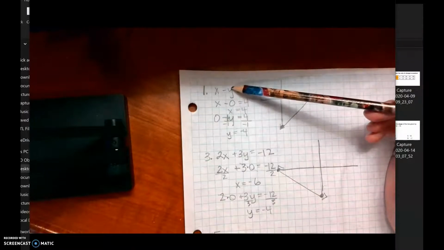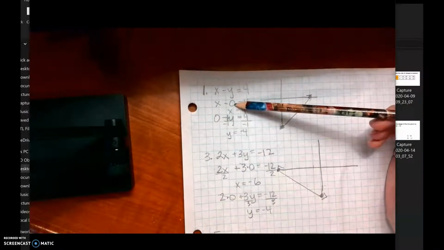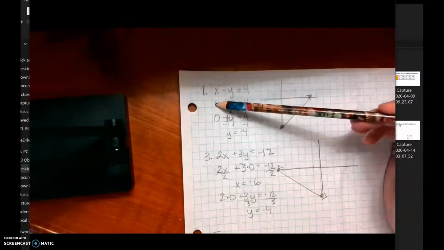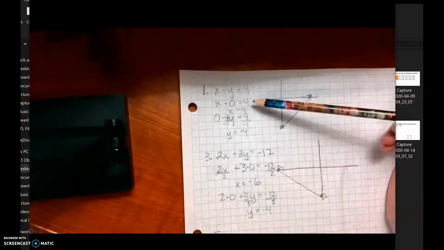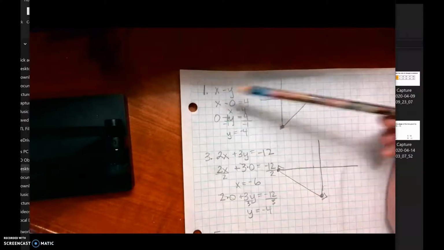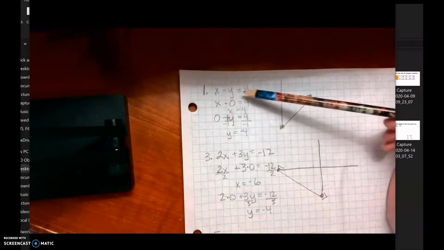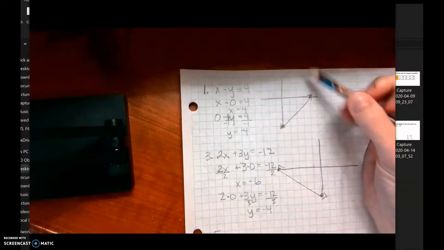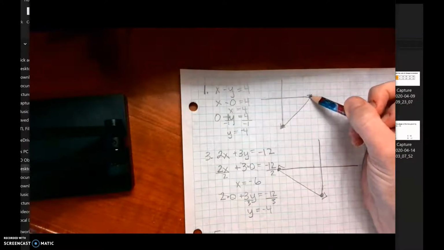And what I did was I made y 0 to get the x-intercept, because I want to know what x is for the x-intercept. And if x minus 0 equals 4, x would have to be 4, because 4 minus 0 is 4. So I put a dot at positive 4 on the x-axis.